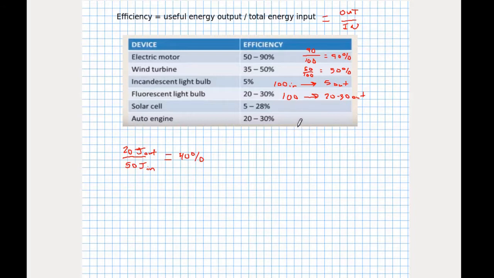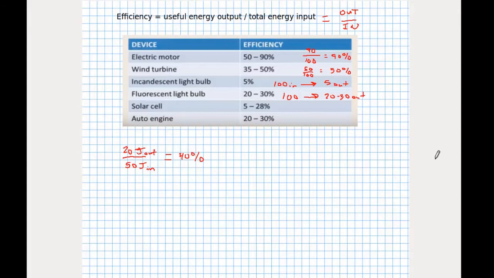So it's not as important that you use 100% of that energy, because all of the starting energy that you're using in a solar cell is free in a sense. And then an automobile engine, a gasoline engine, has an efficiency of 20 to 30%. So about 20 to 30% of the energy in the gasoline gets turned into useful energy of moving the car around. So that means 100 in turns into 20 to 30 on the way out.